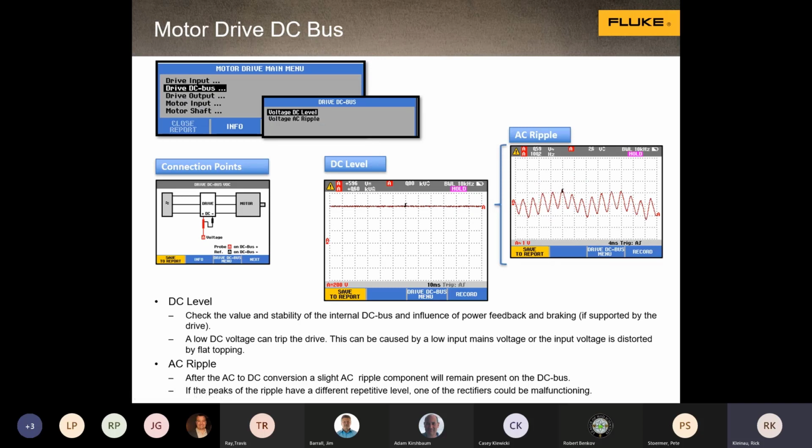So moving from drive input measurements to the DC bus, I'll just show you an example here. We picked DC bus out of the MDA menu. I want to look first at the DC level, so that's here. And I can choose the AC ripple on the bus. The AC ripple is just blowing up that little bit of wiggle that you see in the DC level.